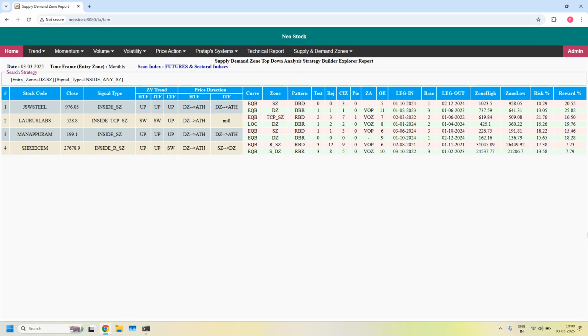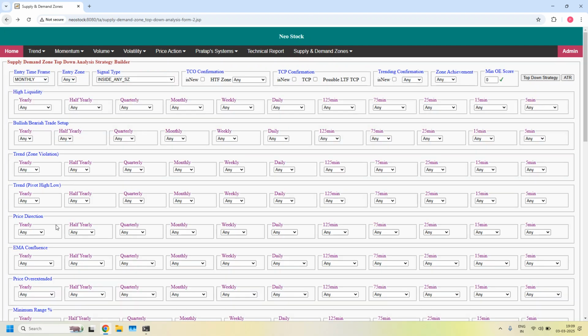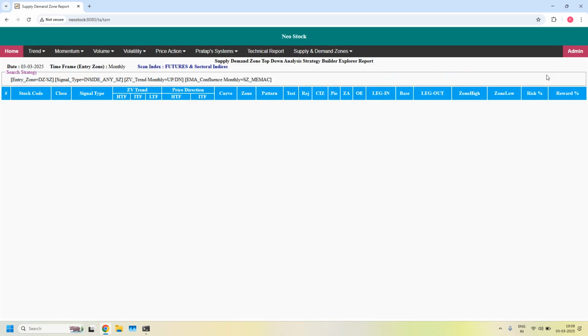Let's check out of these 4 how many monthly supply zones are having monthly EMA confluence. So in the EMA at monthly, I am setting monthly supply zone with monthly EMA confluence, and trend on the monthly should not be sideways. It can be up or down. So we don't have any EMA confluence supported monthly supply zones.